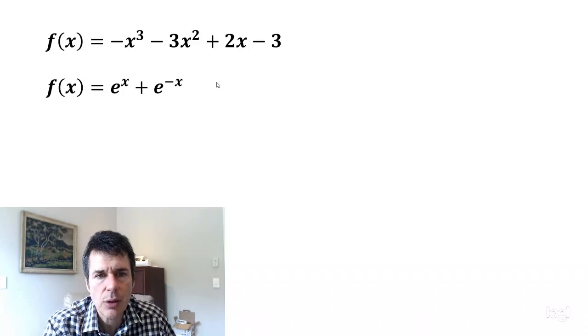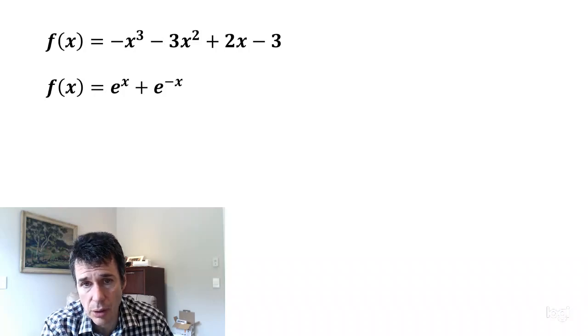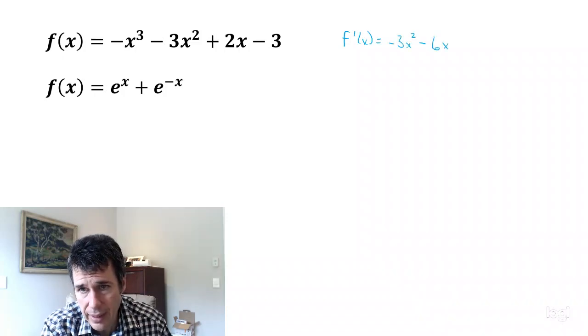In this video, I'm going to find the critical numbers for these two functions. Remember, the critical numbers are the numbers for which the function is defined and the first derivative is either 0 or undefined. So this first function, we're going to take our derivative, f prime of x equals negative 3x squared minus 6x plus 2. We're going to set it to 0: 0 equals negative 3x squared minus 6x plus 2.